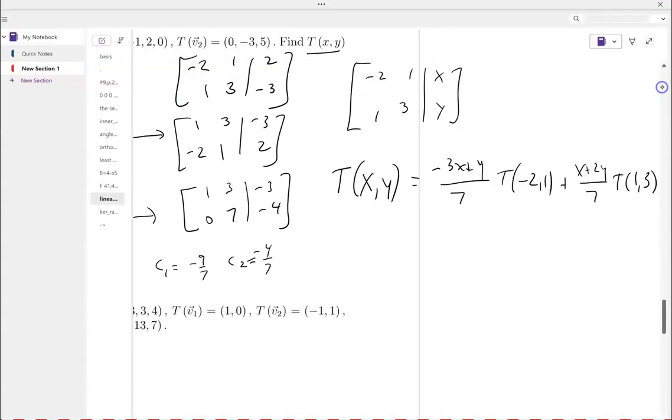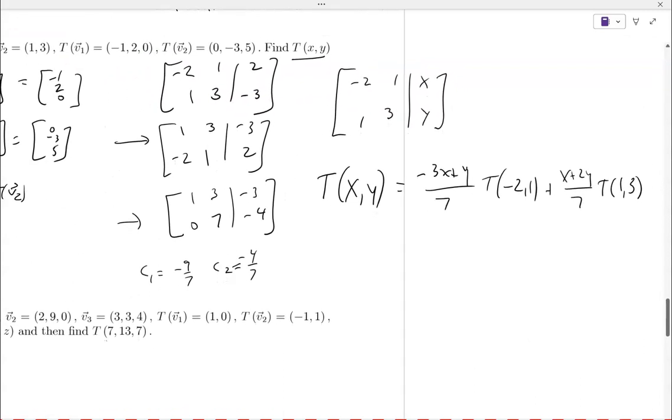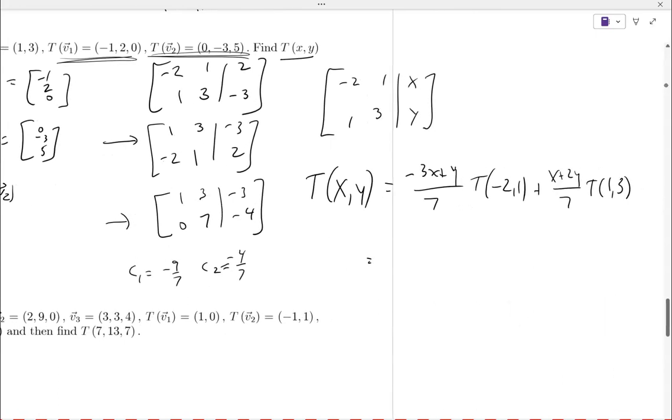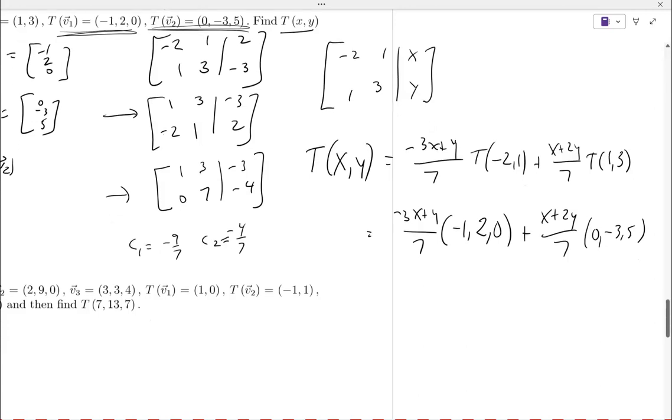Let me expand this so we can actually see more. Notice that we know what the transformation does to (-2, 1), and we know what the transformation does to (1, 3). So now we can plug that in. So this will be (-3x + y)/7 times the vector (1, 2, 0), plus (x + 2y)/7 times the vector (0, -3, 5). And then we can put everything back together.